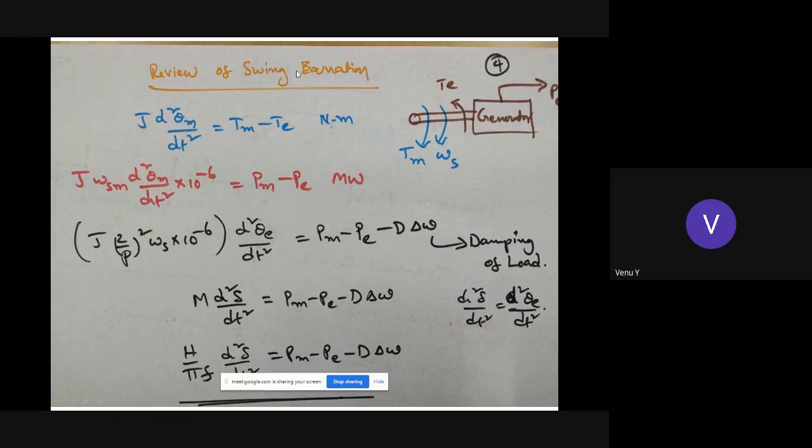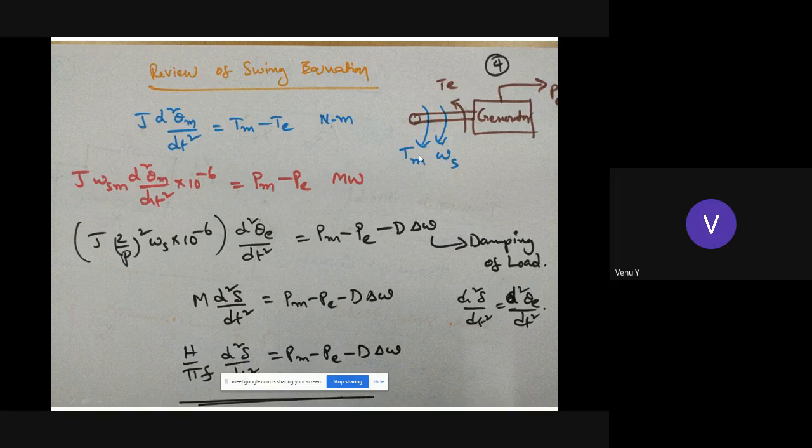Now, a review of the swing equation. Let us take the generator. P is the output of the generator, and Pm is the input. Therefore, corresponding to Te, Pe is equal to T into omega, and Pm is equal to Tm into omega s. So now let us take omega.